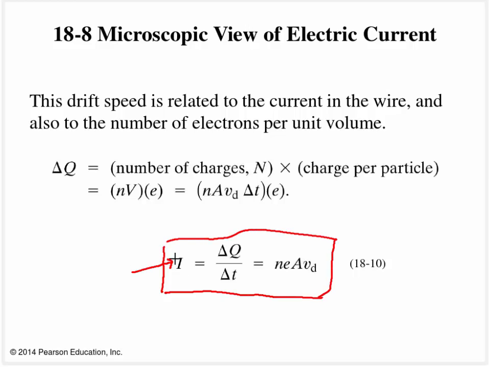Suppose you know what the current is. Suppose you know what the number of electrons are. Suppose you know what the charge of an electron is, and suppose you know the area of the wire, then we could go ahead and calculate out what that drift velocity is. And actually, for typical currents in the 10 to a couple hundred amp range, we're talking about like 10 to the minus fourth meters per second.